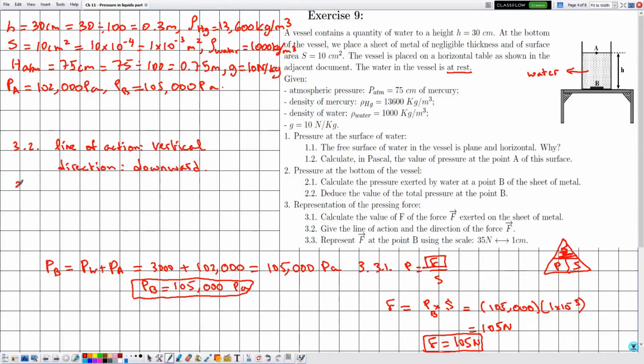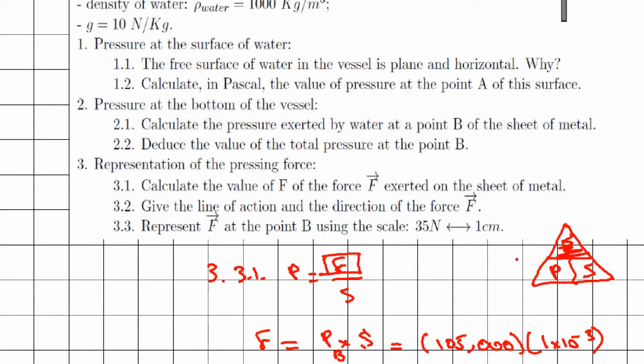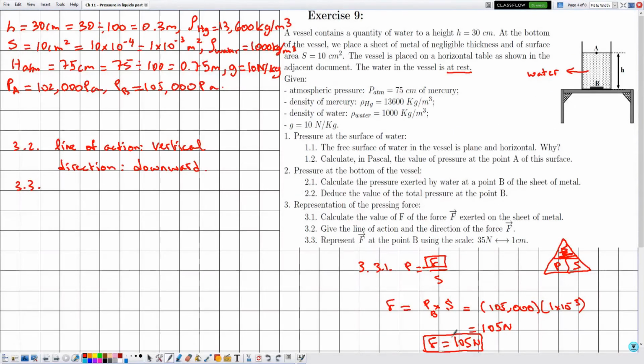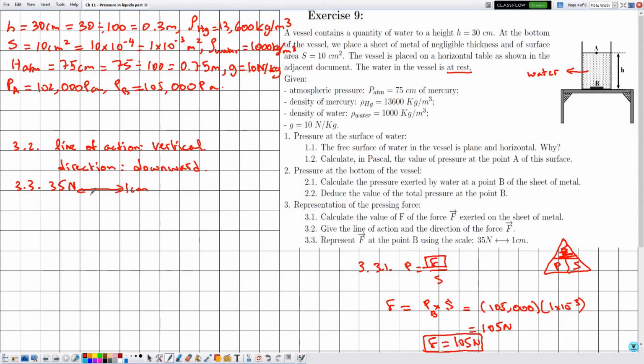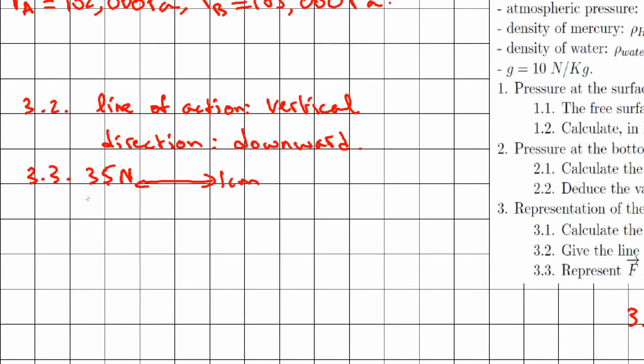Now 3.3. Represent F at the point B using the scale 35 newtons for 1 centimeter. Here, to represent, we need to draw, and they gave me the scale. So the scale is 35 newtons corresponding to 1 centimeter. Knowing that our rulers are graduated in centimeters and not newtons, in order to draw a force, we need to determine the length of this force, knowing that we have a magnitude, and this is done by referring to the scale, which is a connection between the magnitude and the length.